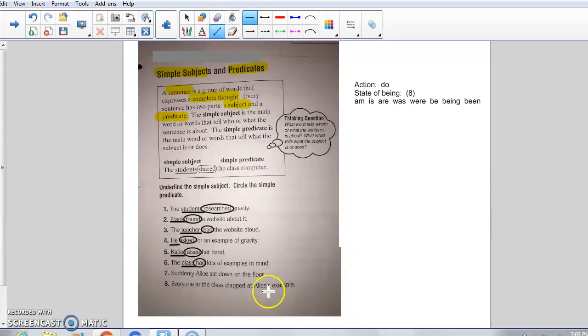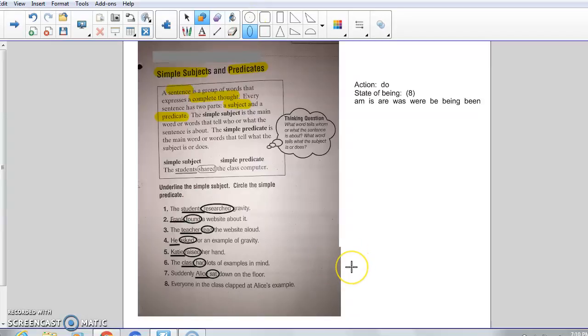Suddenly, Alice sat down on the floor. Alice is a person. Floor is a thing. Which one's doing something? Which one is the who or what that the sentence is about? It's about Alice. What did she do? She sat. There's your predicate. Is it a complete thought? Suddenly, Alice sat down on the floor. Is an independent clause. It stands on its own, and it makes sense.